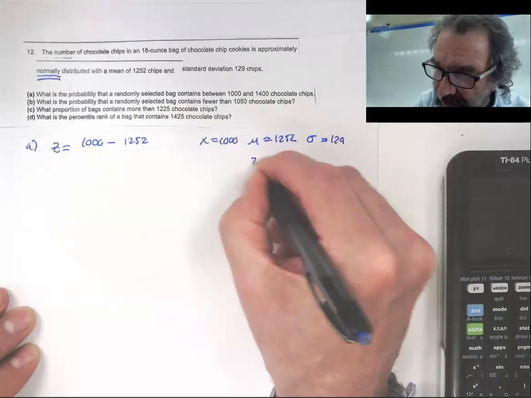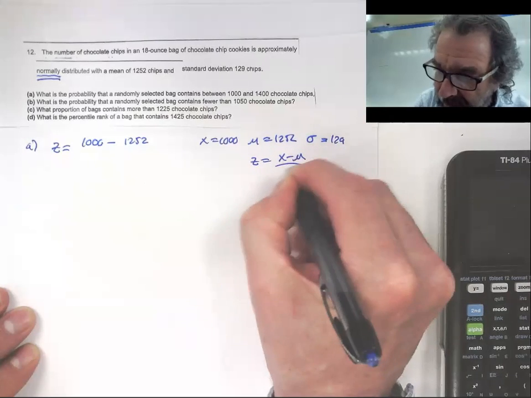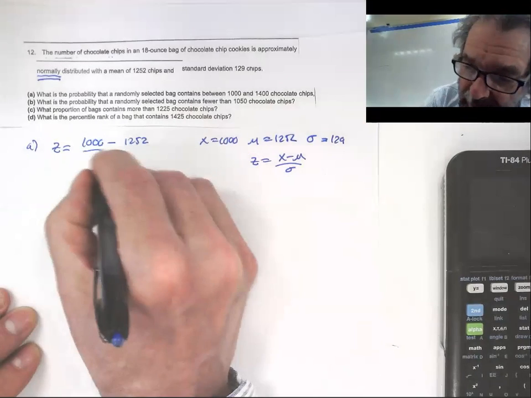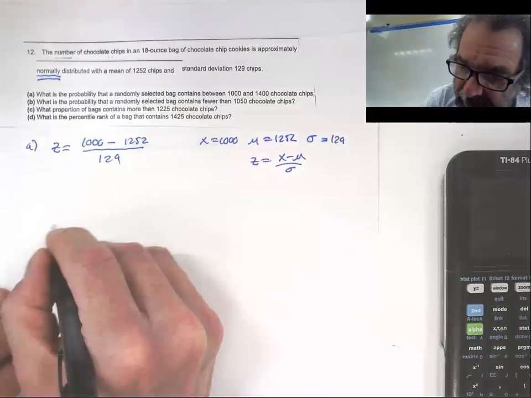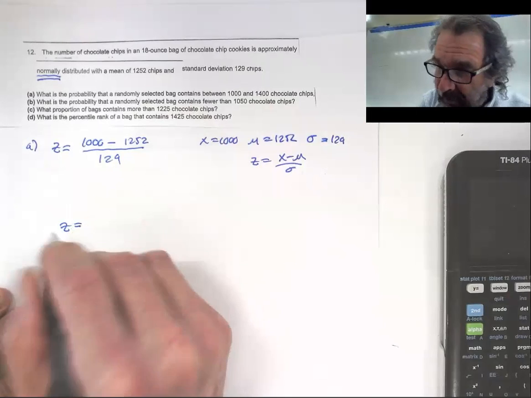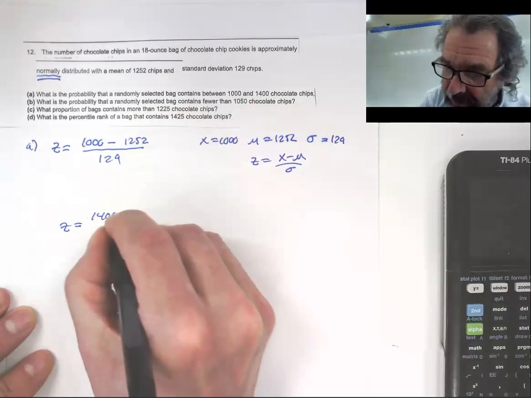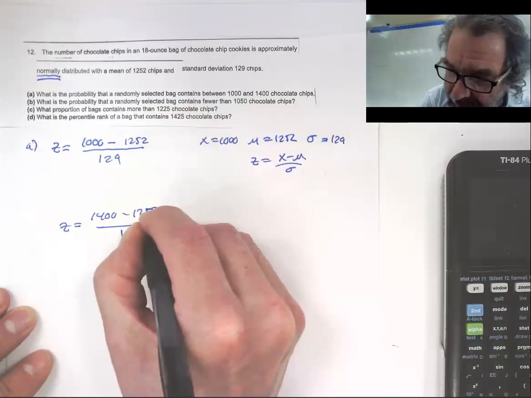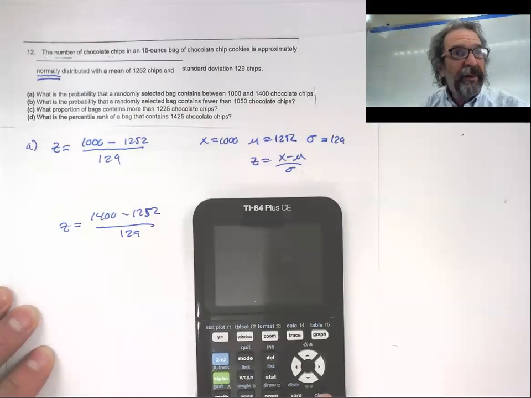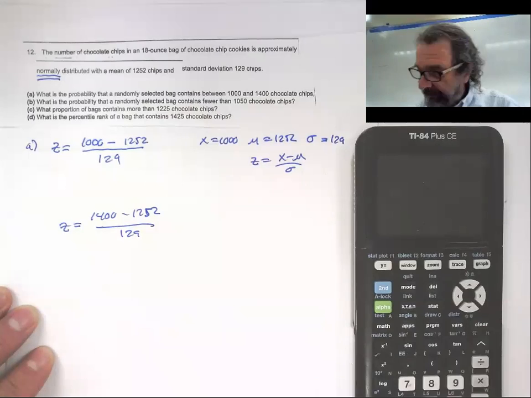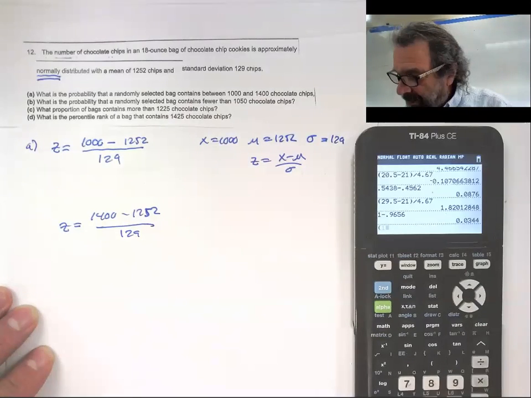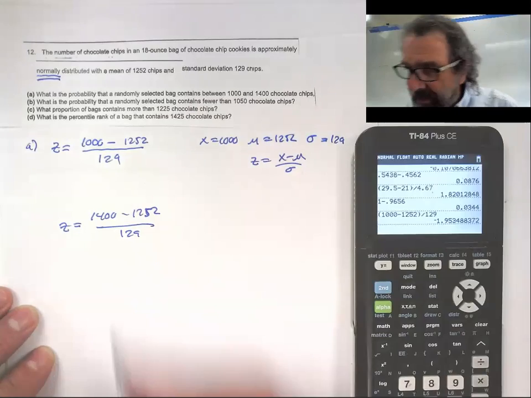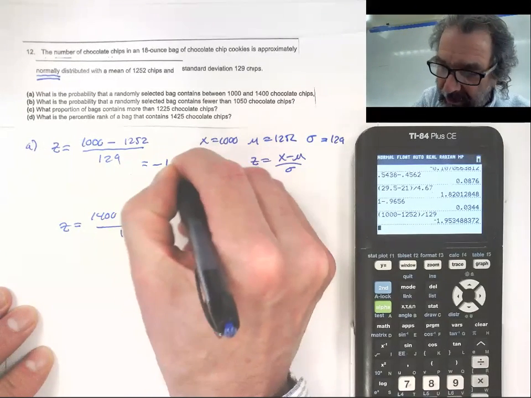So z is x minus mu over sigma, like that. So we'll go over here and put 129 down here, and then we'll have another z for 1,400. So 1,400 minus 1252 over 129. Here we go. And we'll go ahead and compute those. So parentheses 1,000 minus 1252 divided by 129 is minus 1.95.